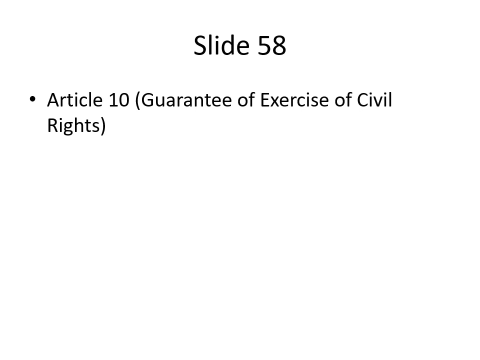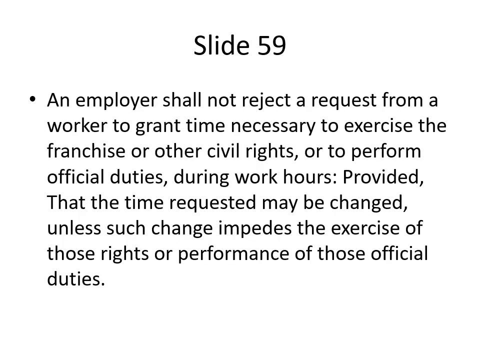Article 10. Guarantee of exercise of civil rights. An employer shall not reject a request from a worker to grant time necessary to exercise the franchise or other civil rights, or to perform official duties, during work hours, provided that the time requested may be changed, unless such change impedes the exercise of those rights or performance of those official duties.